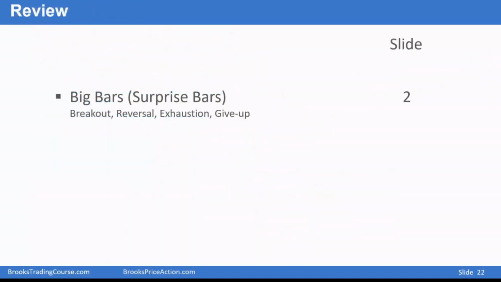I talked about big bars. I call a big bar a surprise bar. It's a low probability event. It can be a breakout. It can be a reversal. It can be an exhaustive end of the trend. It can be temporarily the bulls giving up in a bull trend, creating a bull flag or a trading range, or the bears giving up in a bear trend. I also talked a little bit about bad bull flags and bad bear flags at the end of my talk.